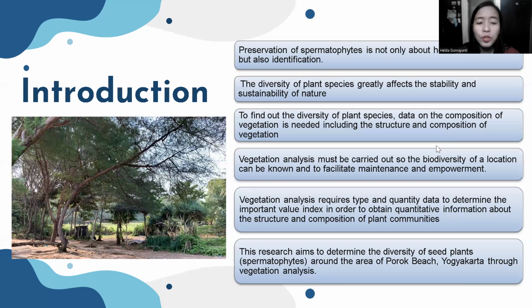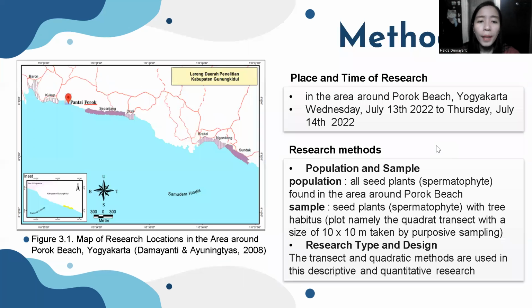This research aims to determine the diversity of seed plants around the area of Porok Beach, Yogyakarta through vegetation analysis. Method, place and time of research: in the area around Porok Beach, Yogyakarta, Wednesday, July 13 to 14. Research method, population and sample. Population: all seed plants, spermatophytes, found in the area around Porok Beach.